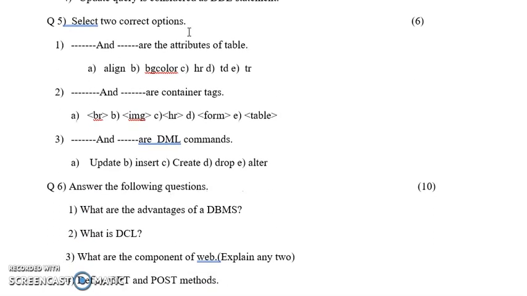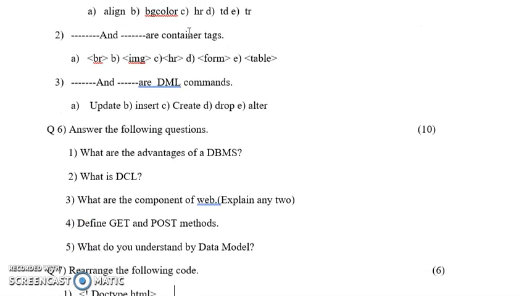Again, we have the next question, MCQ with 2 correct options. Dash and dash are the attributes of table. Next, we have dash and dash are the container tags. And the third one, dash and dash are the DML commands.